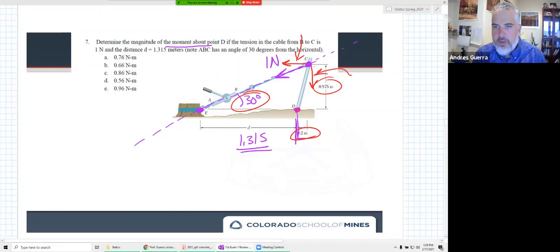And now all I have to do is say, what moment is this causing? I got sloppy here with my writing, but this 0.2 meters right here is telling me where point C is. So really the Y component of the force should be more right here like that. I know I'm 0.2 meters away, and I can figure out negative and positive based on that. And then this horizontal component is 0.875 away.